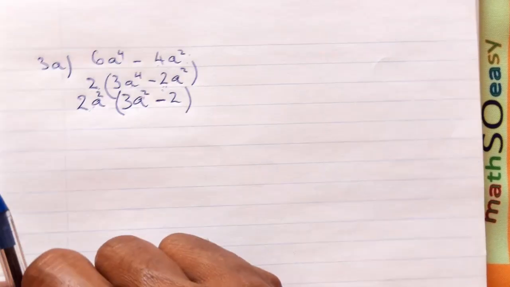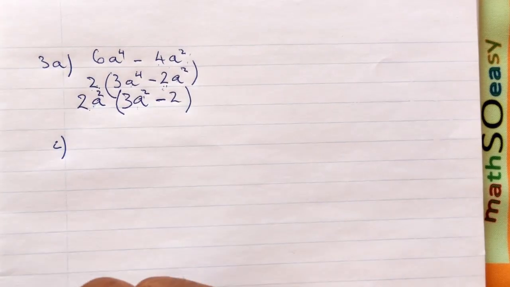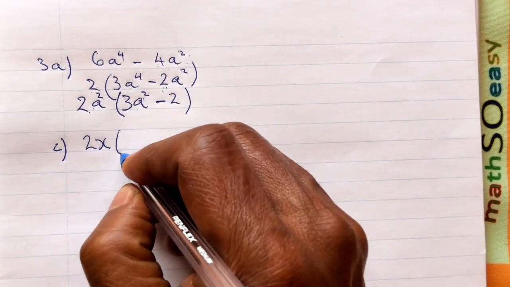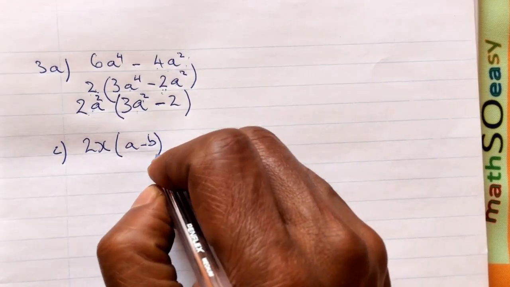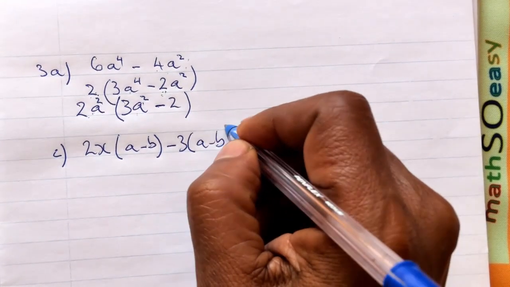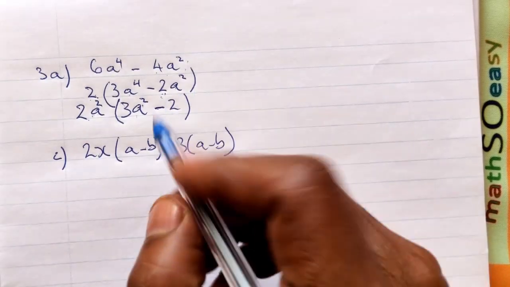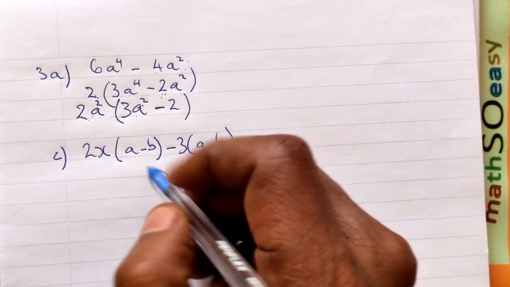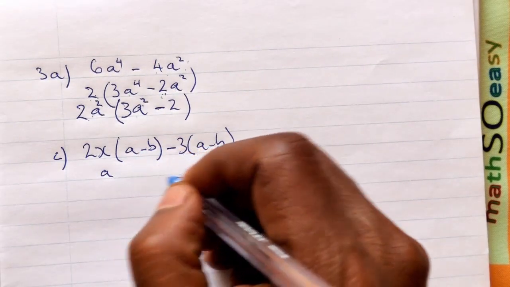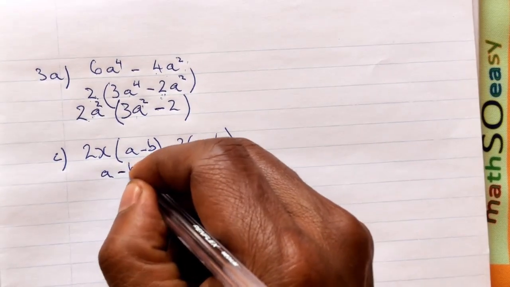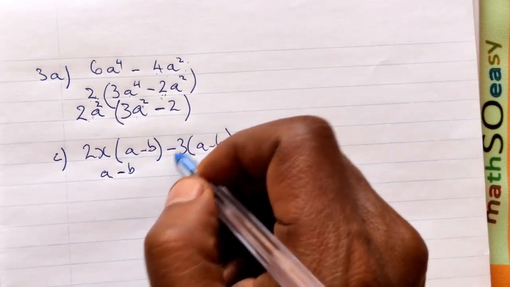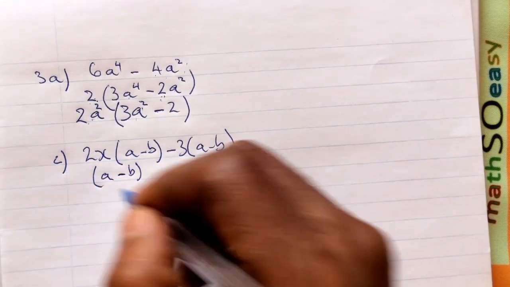So for number C, whoa, they played with our mind there. So they gave us this, and what did they do? They gave us a 3 with a minus b. So here, what do we see? We see that we are not taking out a number or a variable. We are seeing a factor that is a binomial. So the one thing that is present on both sides of this operation is an a minus b.